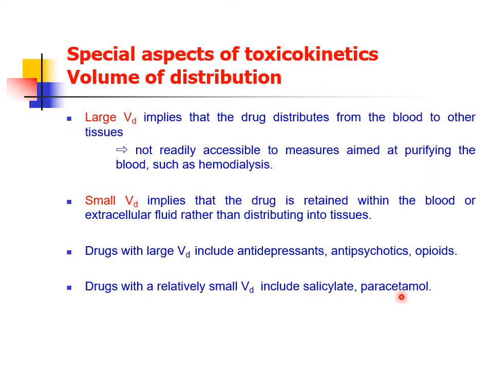Again, a drug with a small volume of distribution means that the drug is mainly in the blood. So, in case of toxicity, we can use hemodialysis. A drug with a large volume of distribution will be distributed all over the tissues of the body, and so hemodialysis will not be able to be used to treat toxicity because the drug is not only in the blood.